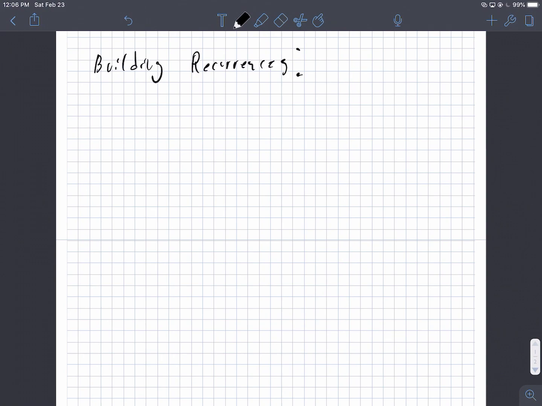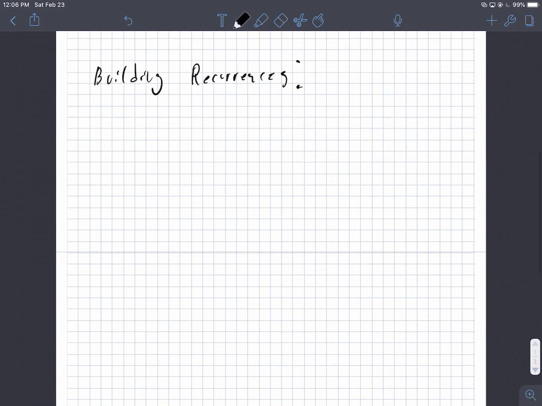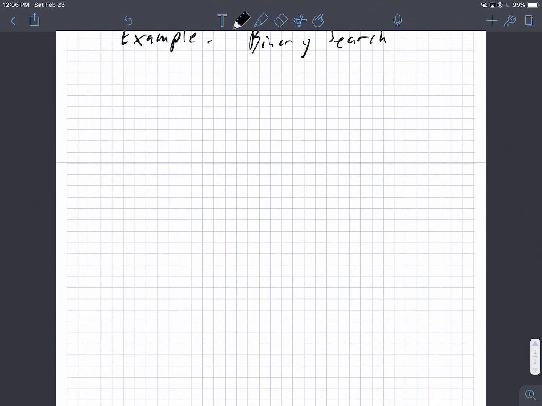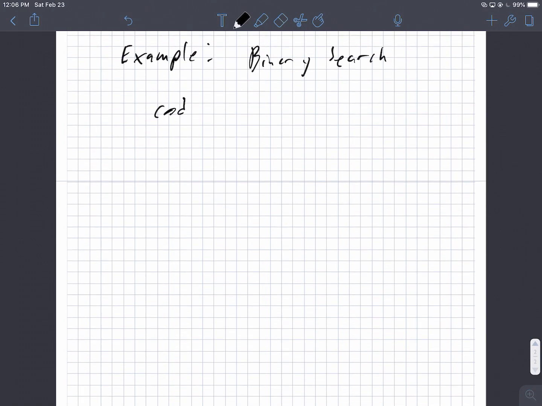We could build recurrences for the operations of heaps, like insert, delete, that kind of thing. But heap sort itself is not recursive, it's iterative, so it doesn't make sense to write a recurrence for that. But binary search does. And the general pseudocode for binary search, because the question was going from code to recurrence, looks something like this.